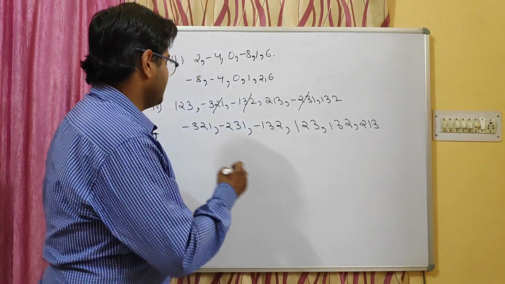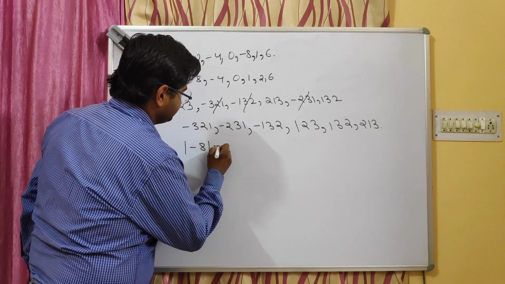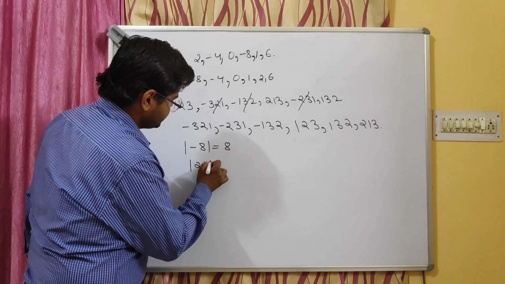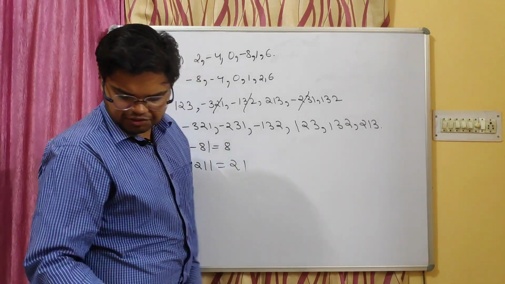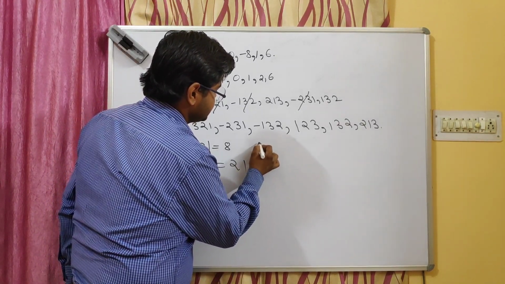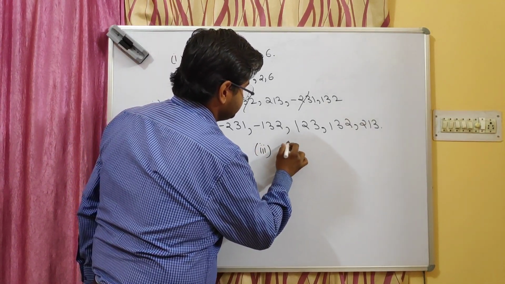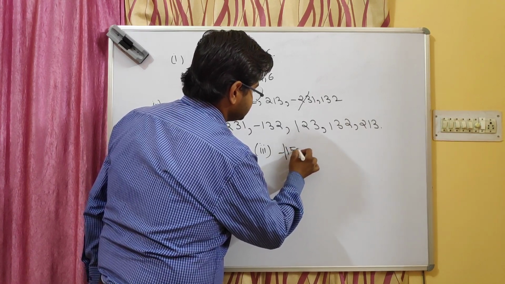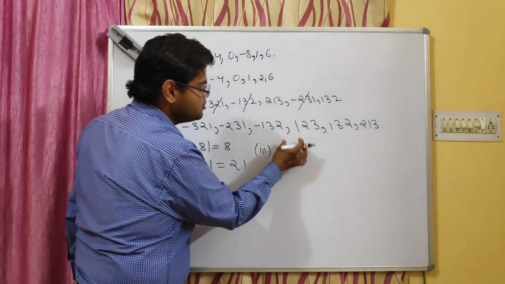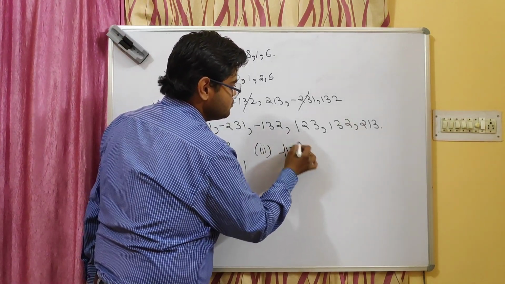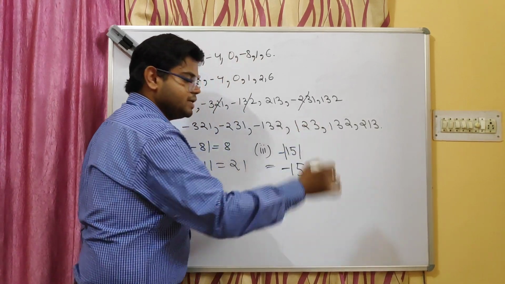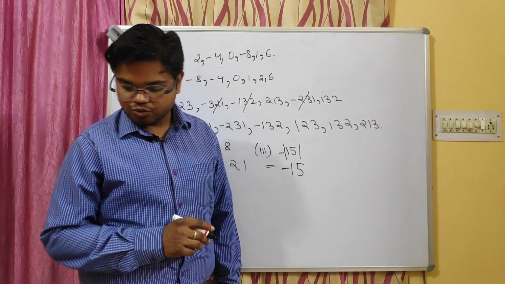The absolute value of minus 8, it will be 8. Absolute value of 21, it will be 21 only. Now the third part that you have here is very important. Minus and then you have the sign of the absolute value. So minus is outside of these vertical lines. So the absolute value of 15 will be 15 only, but this negative sign is outside, so the answer will come out to be minus 15, children. Make sure you know this.